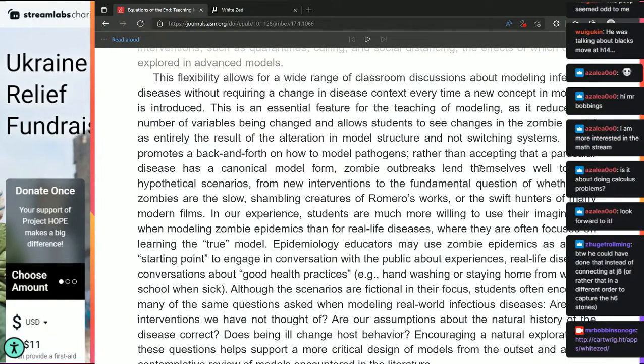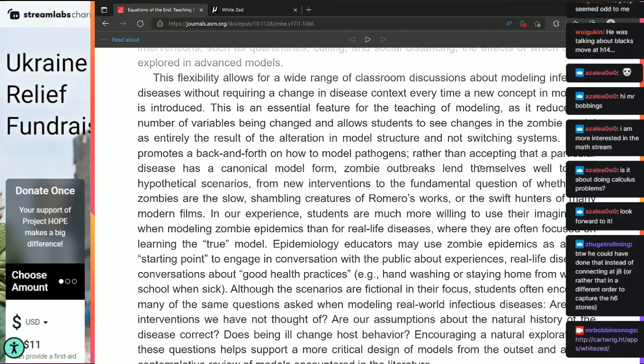This flexibility allows for a wide range of classroom discussions about modeling infectious diseases without requiring a change in disease context every time a new concept in modeling is introduced. This is an essential feature for the teaching of modeling as it reduces the number of variables being changed and allows students to see changes in zombie models as entirely the result of altering the model structure and not switching between systems. It also promotes a back and forth on how to model pathogens rather than accepting that a particular disease has a canonical model form.